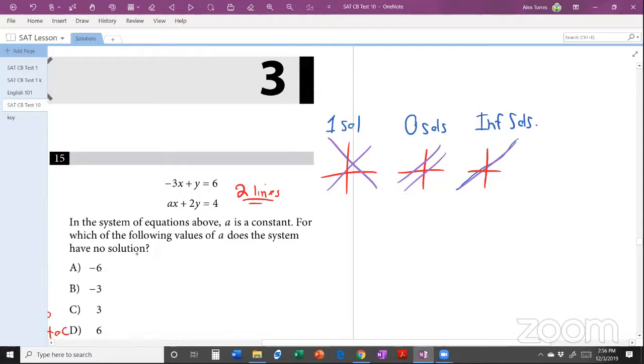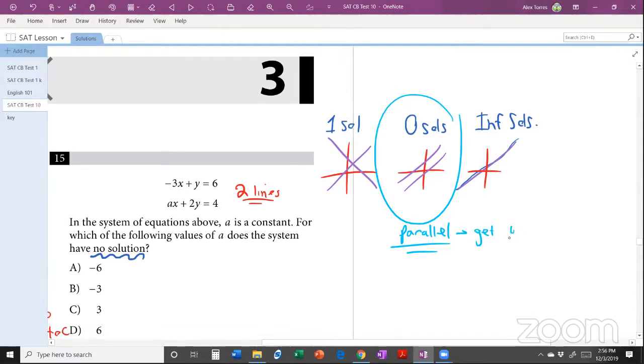So here they're telling us we're looking for no solution. That's a code for us to realize that they're telling us the lines are parallel. Two parallel lines will never hit, they'll have no solution because the solution is the intersection. So if we know they're parallel, we want to get them in a y equals mx plus b format. So we're going to solve for y, and we're going to set the slopes equal to one another. Let's go ahead and do that for the first equation.